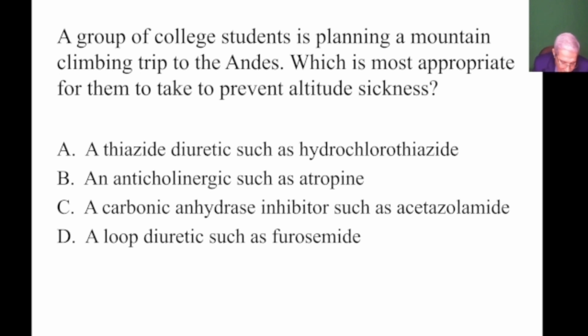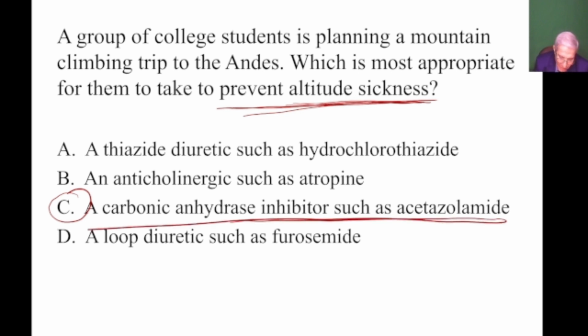Okay, another case study here. A group of college students is planning a mountain climbing trip to the Andes. Which is most appropriate for them to take to prevent altitude sickness? Thiazide, anticholinergic atropine, carbonic anhydrase inhibitor, or loop diuretic? So what do you think? If you choose a carbonic anhydrase inhibitor, you are correct. Acetazolamide for prevention of altitude sickness.